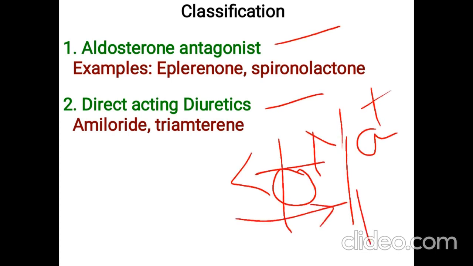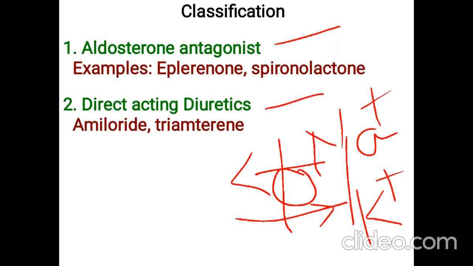Similarly, potassium ions enter into the urine. So potassium ions are excreted through the urine. Sodium ions come into the blood. Their reabsorption into the blood takes place. Okay, so that is the general mechanism which takes place in the collecting tubules.